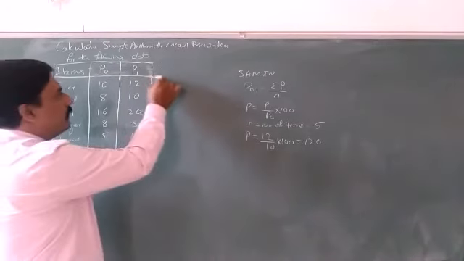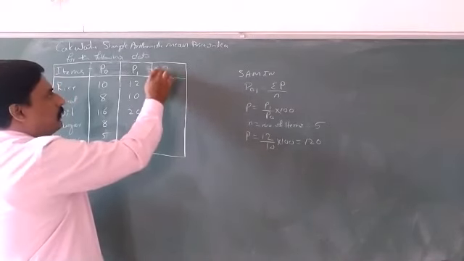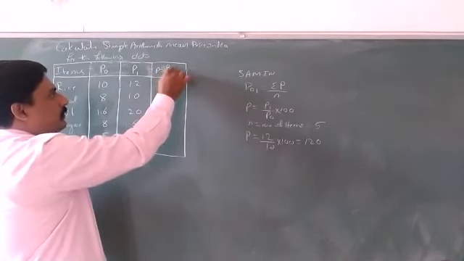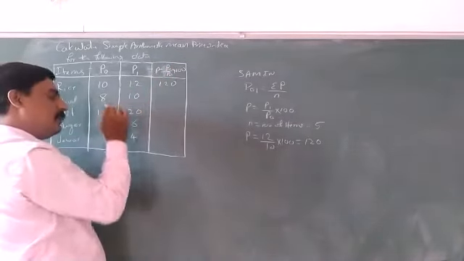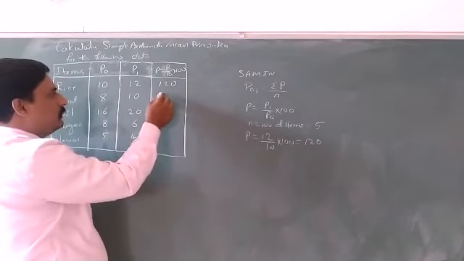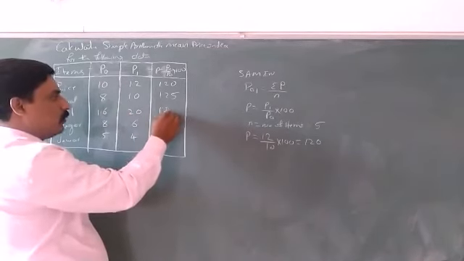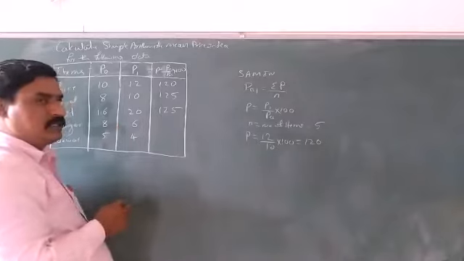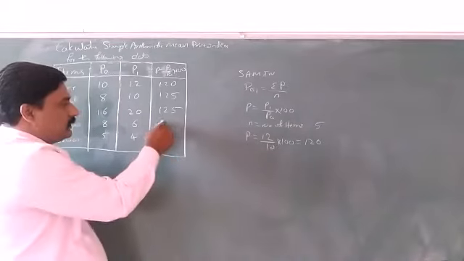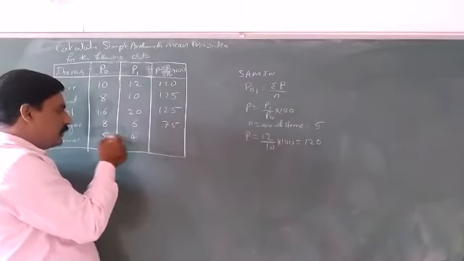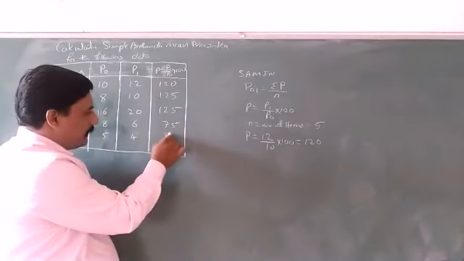In the same way, let me write them here in a table. P is equal to P1 divided by P0 into 100. So 12 divided by 10 into 100 is 120. Next, 10 divided by 8 into 100, which is 125. Then 20 divided by 16 into 100, 125. 6 divided by 8 into 100, where the price has reduced here, which is 75. And last, 4 divided by 5 into 100 is 80.